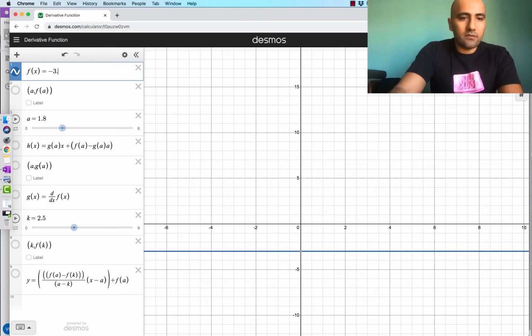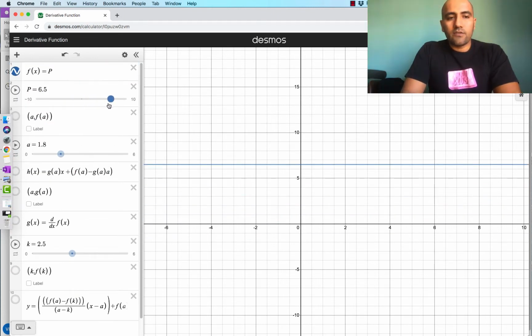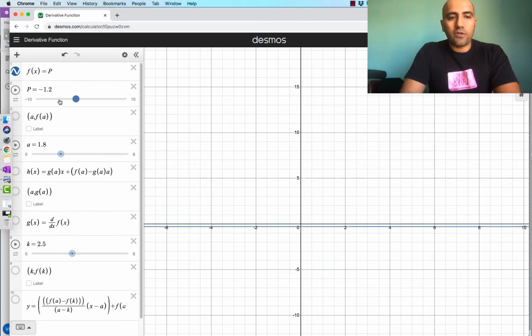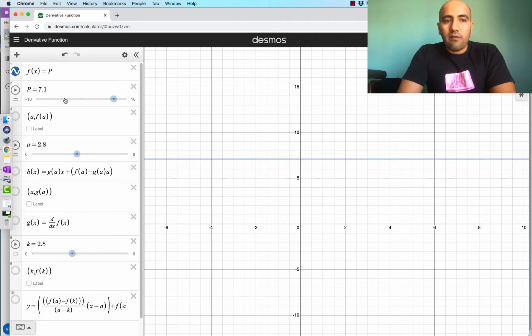Let's make it a constant, p, with a slider. See, so if p equals any constant, it's always a horizontal line. Okay, so now what would be the tangent line? The tangent line is also the instantaneous rate of change from one point to another on our function. Well, if we just have a horizontal line, the tangent line is just going to be along that same line. And the slope of any horizontal line is always 0. Okay, so by that logic, we can conclude that the derivative of any constant function is always going to be 0.